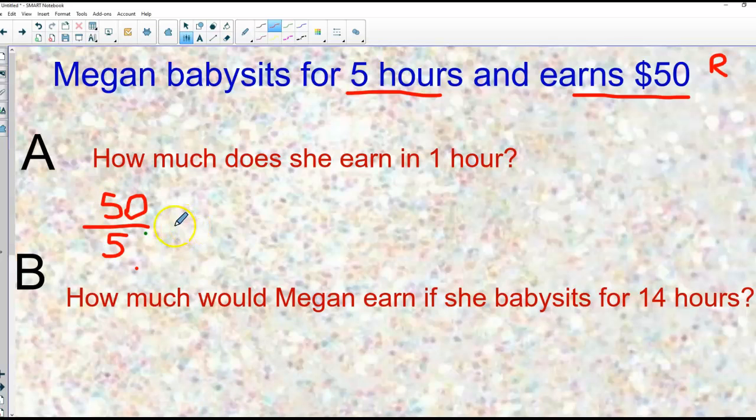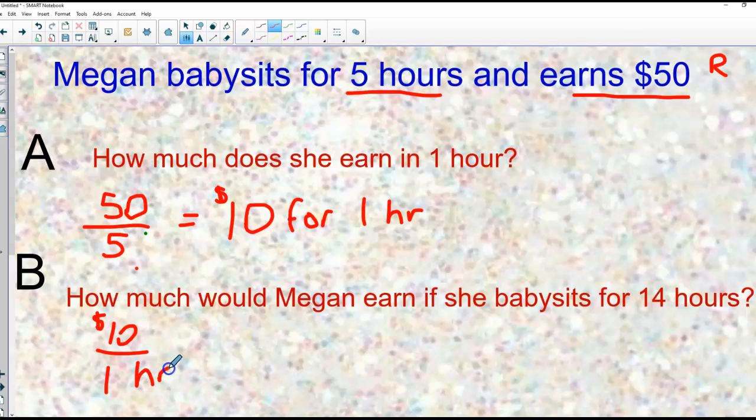Okay? So if we divide 50 divided by 5, you will figure out that she earned $10 for 1 hour, right? So it's $10 for 1 hour. Now we want to know, in the second one, it says, so how much would Megan earn if she babysat for 14 hours? So we know if she got $10 for 1 hour, we want to know how much she would get if she babysat for 14 hours.